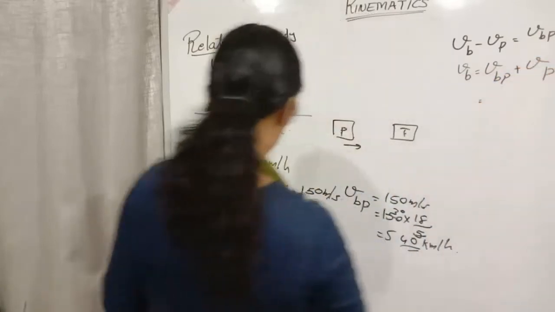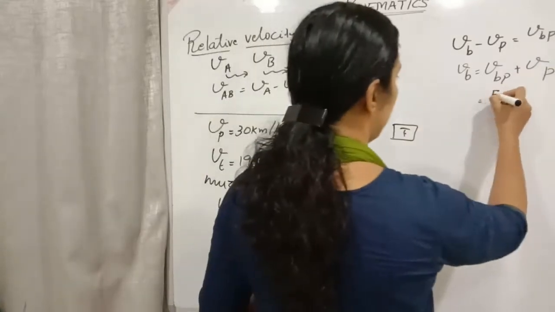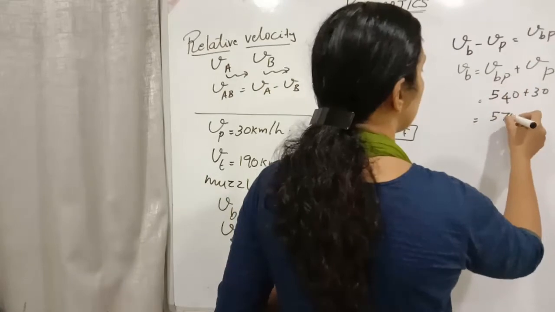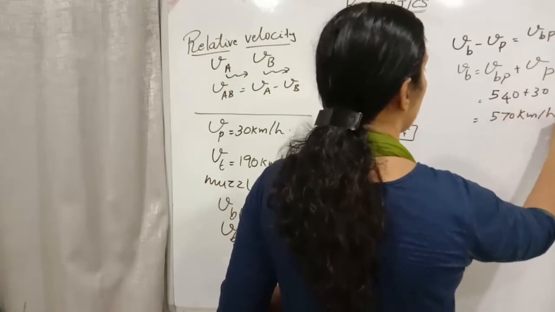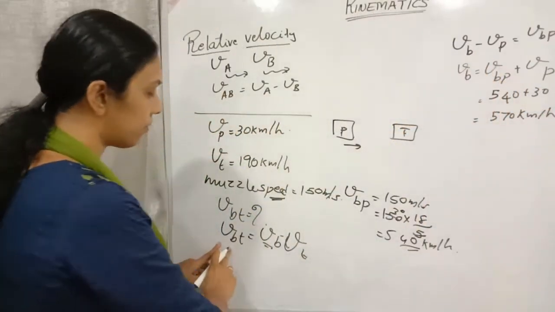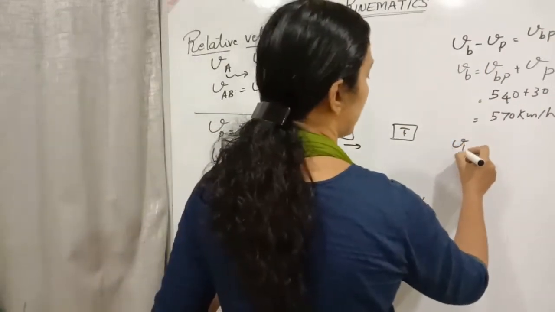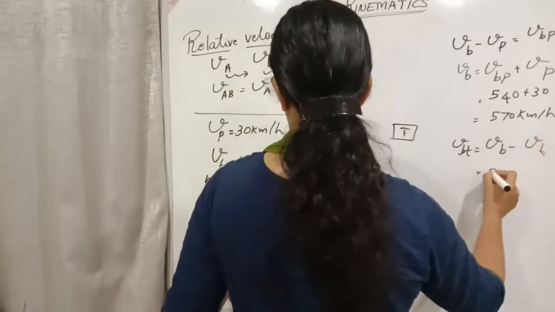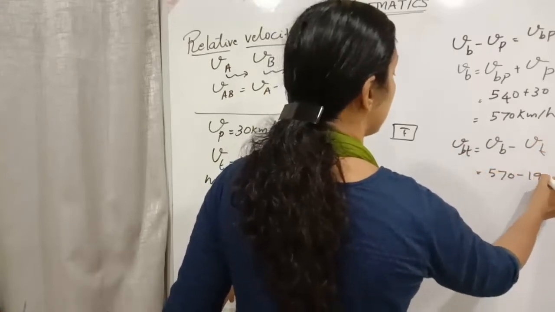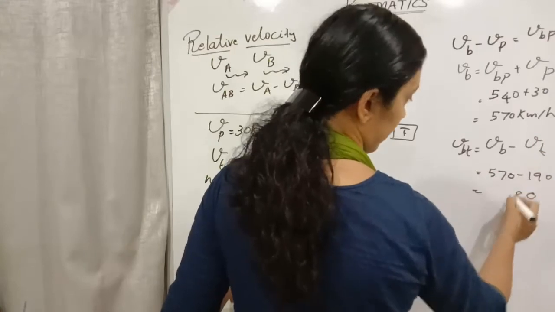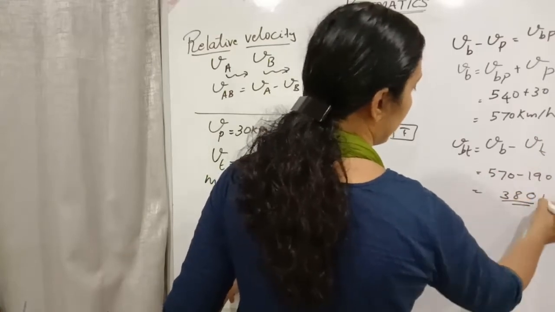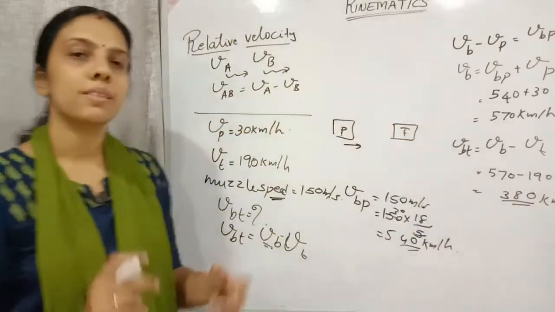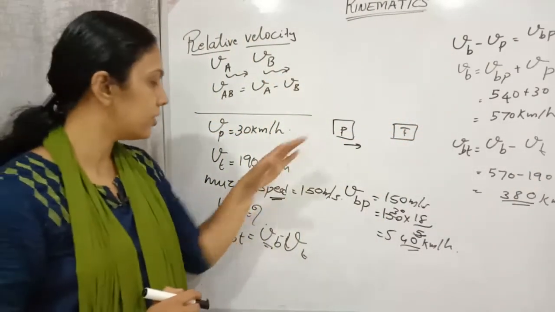What is VBP here? It is 540 plus 30. So it's 570 kilometer per hour. This is velocity of the bullet. Now we can find out the velocity of the bullet with respect to thief's car. That is VB minus VT. 570 minus 190. So it will be 380 kilometer per hour. Okay, clear? So this is how we will be finding out this one. Clear, children? How to find out?